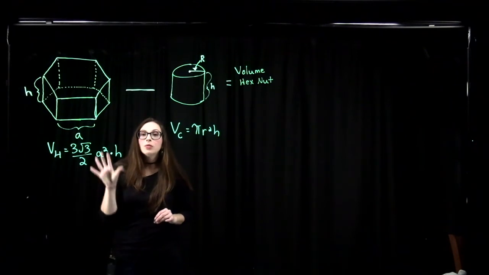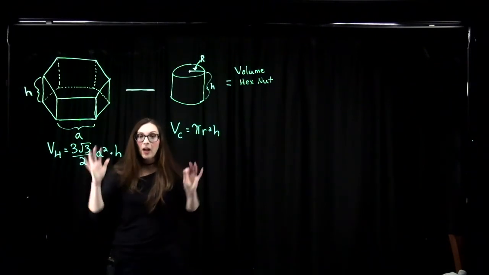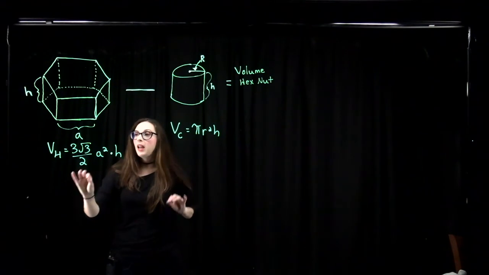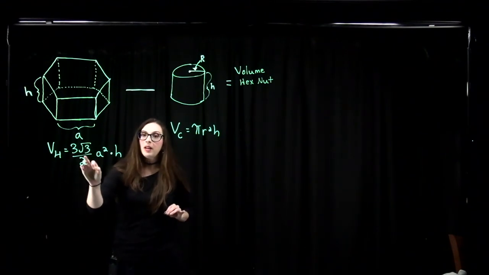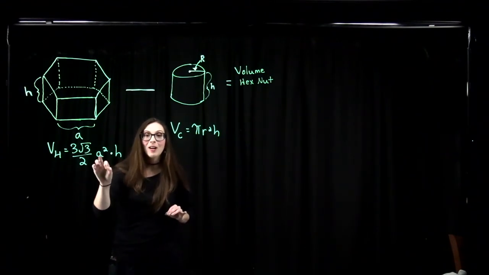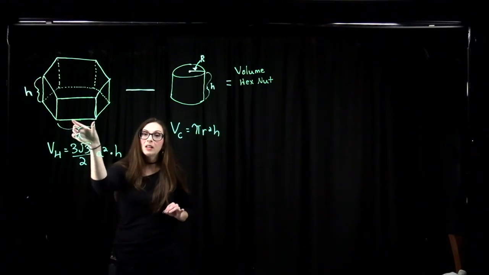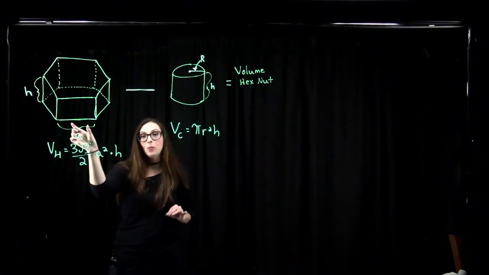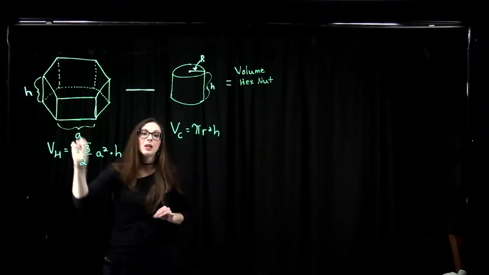Okay, so to find the volume of this hexagonal prism, you take 3 square root of 3 divided by 2 times a squared, where a is the length of the sides of your hexagon, and we're going to assume that all of those sides are the same length.